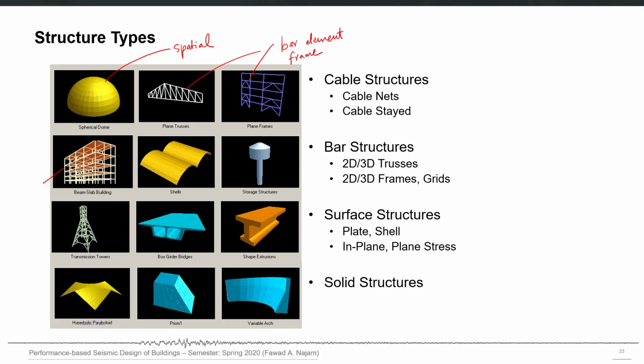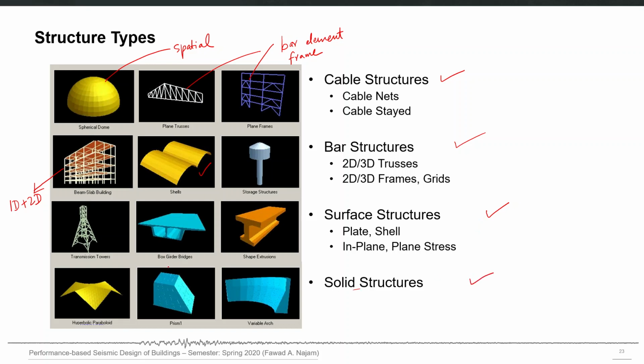This is, for example, a real building, a beam slab building. You can see here that slabs are modeled with two-dimensional elements, and then the supporting frame is modeled with frame elements. So this is a mix of one-dimensional plus two-dimensional elements. Shells are two-dimensional elements. Storage structures, for example, here you can see, and some other kind of structures. So we can have cable structures, bar structures or skeletal structures which are made from one-dimensional elements, trusses or frames or grids, for example. We can have surface structures which are plates, shells or plane stress elements, and then we can also have three-dimensional solid structures.